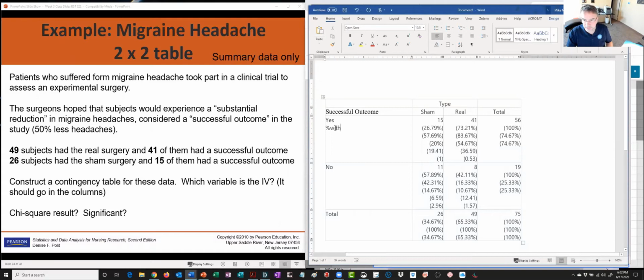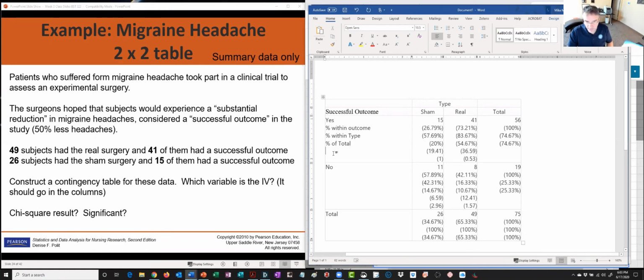The first one, so these are just our counts. Then the first one's our row percent. So this is percent within outcome. Then percent within our column. So that's percent within type. And then that's our percent of total. So again, a good review from week 1.